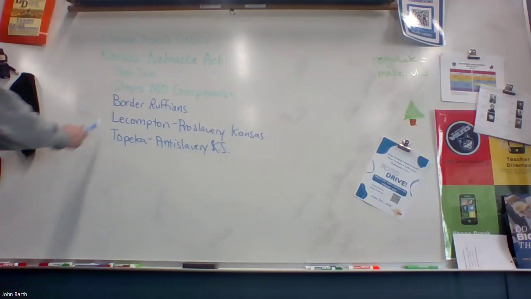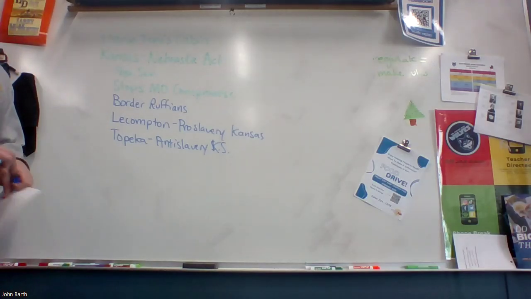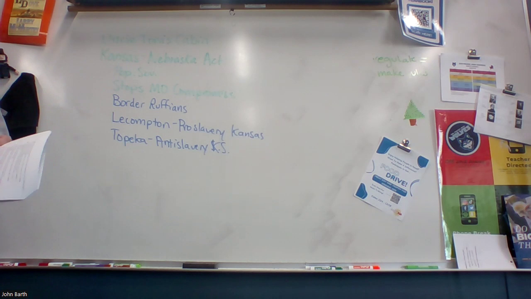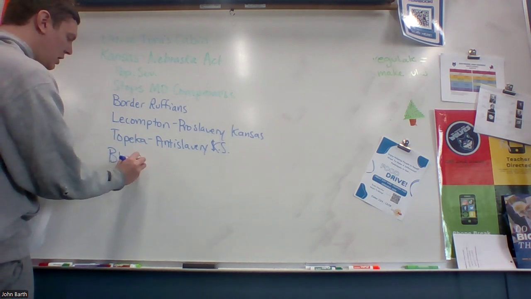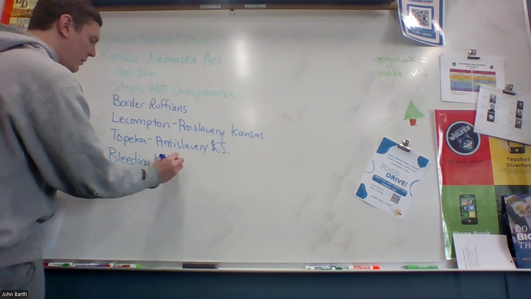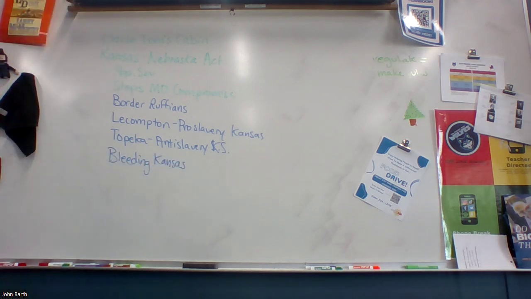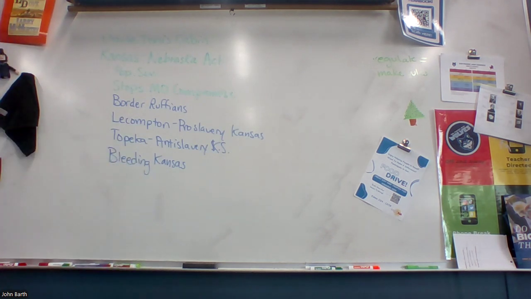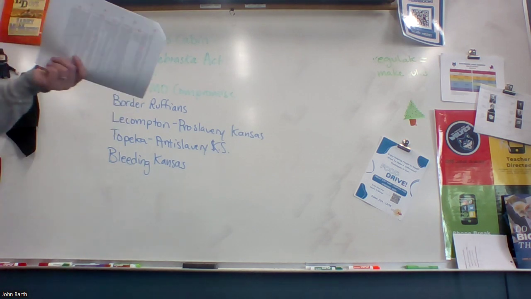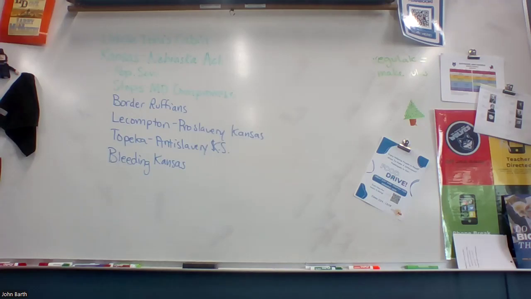But that doesn't end the conflict between these two. In fact, the conflict's going to get worse. What is that conflict called? Bleeding Kansas. Where we have pro-slavery and anti-slavery people attacking each other, right? Pro-slavery people attack anti-slavery people at the town of Lawrence, Kansas. Anti-slavery people led by John Brown go and attack pro-slavery people at Potawatomi Creek. So we have all these back and forth attacks between pro and anti-slavery people.